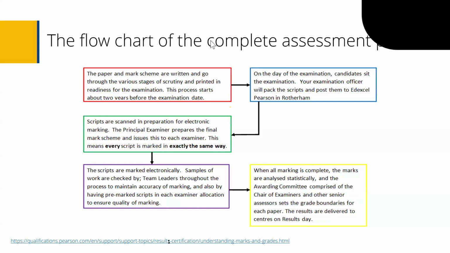And then if you go down to the purple box, all scripts are marked electronically except for examples and large scripts. The principal examiner and team leader constantly check the marking is accurate. A double check is the inclusion of pre-marked scripts by the senior team into every examiner's allocation. And finally, the yellow box: on completion of marking, the marks are analyzed statistically and preparations made for the awarding meeting, which decides on grade boundaries.